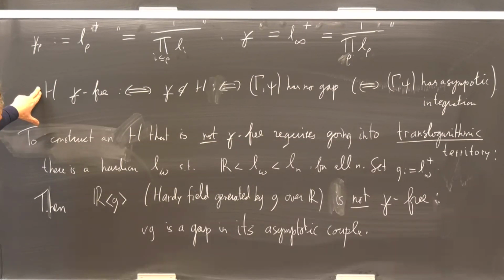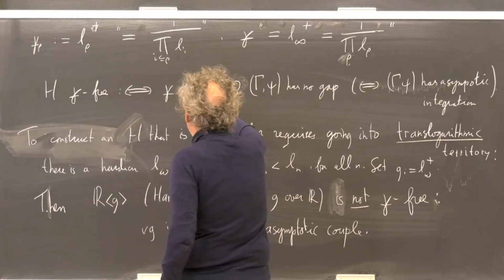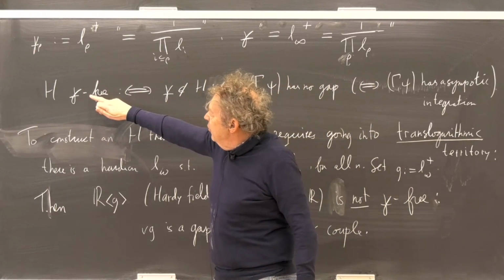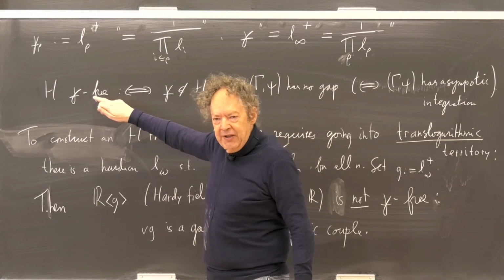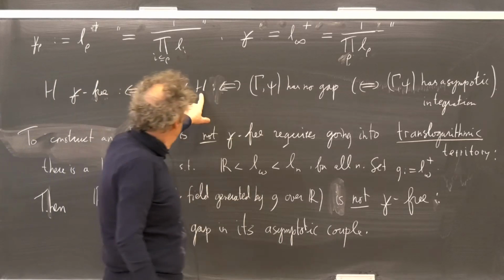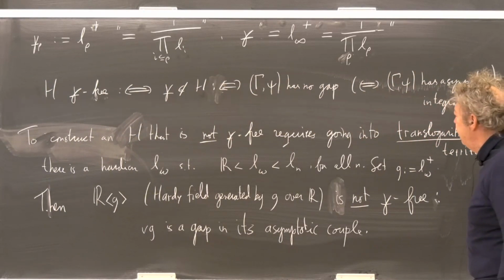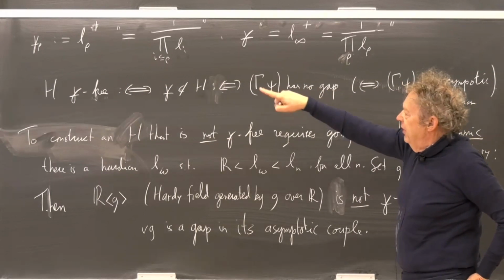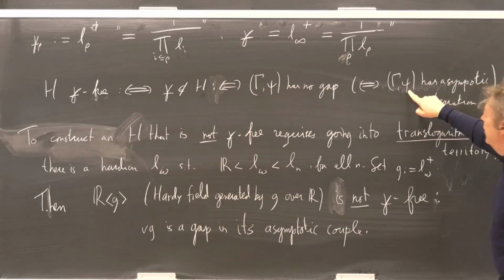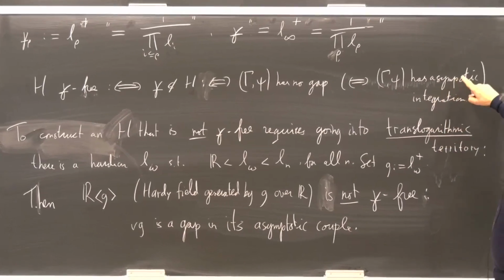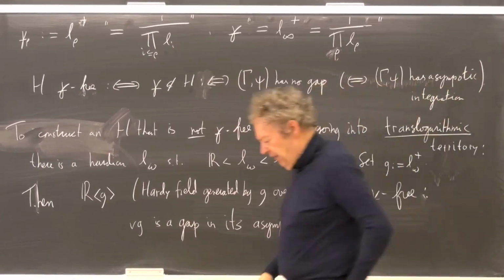And then gamma free means that this cut is not realized. Oh yeah, in fact, I didn't even use this term gamma free. In our book, for example, we only use the terms lambda free and omega free, but now I'm thinking, why didn't we define gamma free also in the obvious way, namely that this cut is not realized, which is equivalent to there being no gap in the asymptotic couple. And of course, since we are assuming that we are in the ungrounded case, that is also the same as saying that we have asymptotic integration.